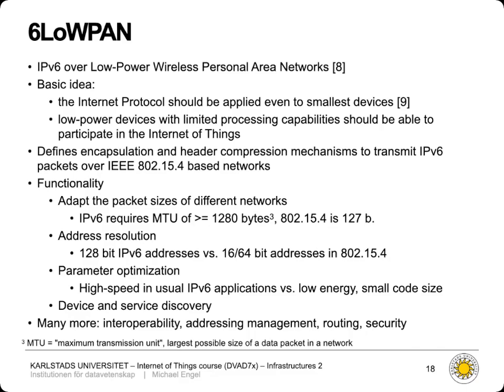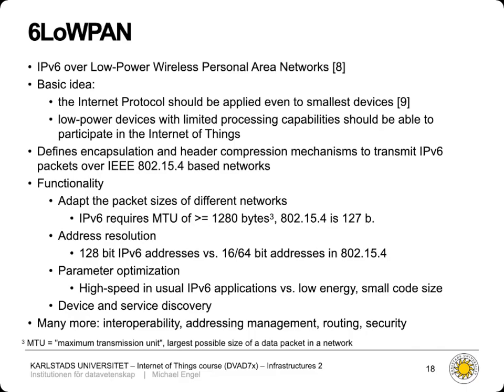So a number of problems were to be overcome here. For example, if you want to transmit IP packets over 802.15.4, we have the problem that IPv6 requires an MTU, that's the maximum transmission unit, so a minimum size of a network packet to be at least 1280 bytes, whereas in 802.15.4 it is only 127 bytes. So essentially, you have to split up larger IPv6 packets into smaller 802.15.4 packets and to reassemble them somehow on the other end. The other problem is in the address resolution. 802.15.4 only has 16 or 64-bit addresses, depending on the mode it's operated on. So we have to somehow be able to translate these 128-bit IPv6 addresses to these smaller addresses on 802.15.4.